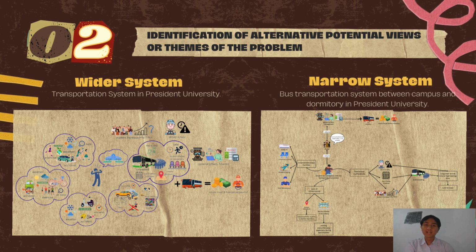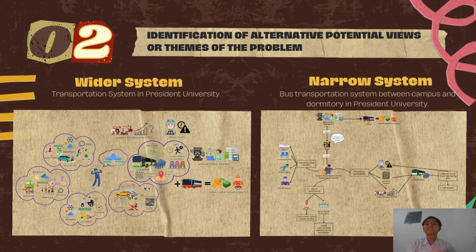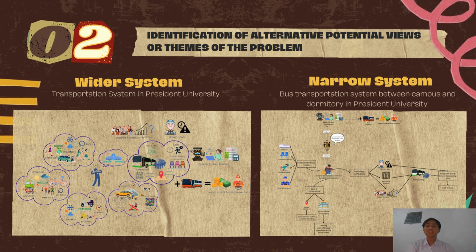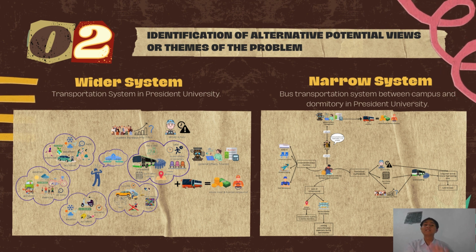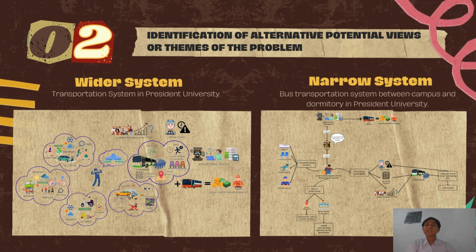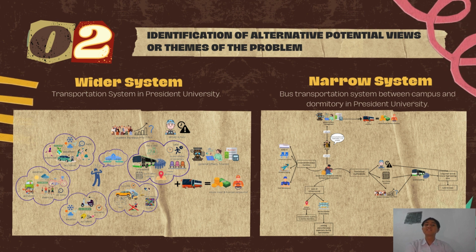However, by using the bus provided by the campus, students are able to save costs for transportation and reduce pollution compared to personal vehicles. Furthermore, the bus did not provide a wider option of destinations, such as to the engineering lab. And then the narrow system delves deeper into the problem of the bus transportation system.